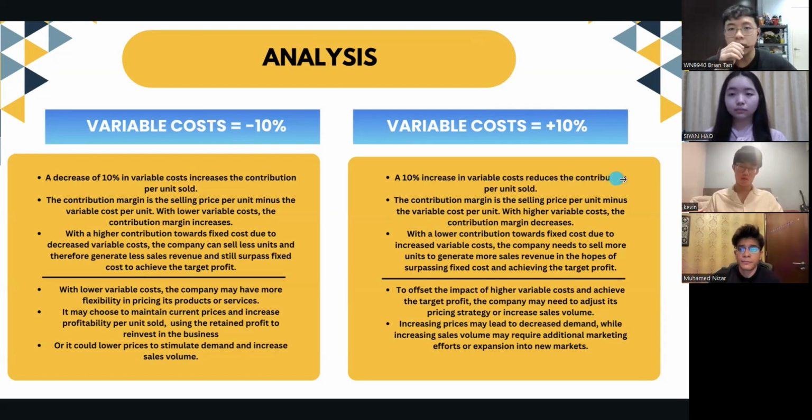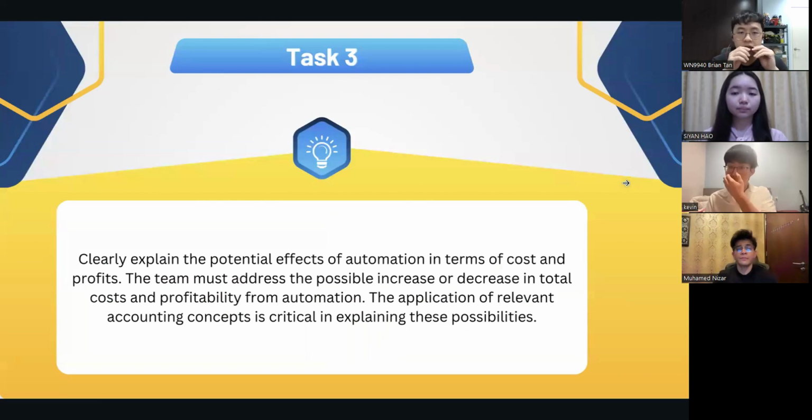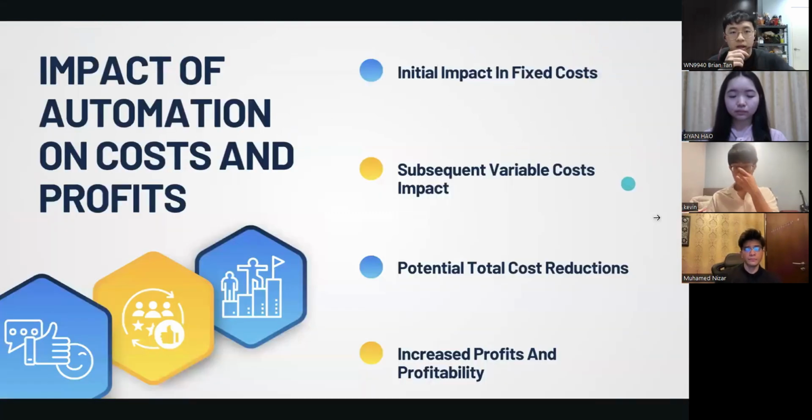Okay, thank you, Mohammed. Now I'll be talking about task 3. Clearly explain the potential effects of automation in terms of cost and profits. The team must address the possible increase or decrease in total cost and profitability from automation. The application of relevant accounting concepts is critical in explaining these possibilities. Okay, now I'll be explaining the question. Next slide, please. Impact of automation on cost and profits.